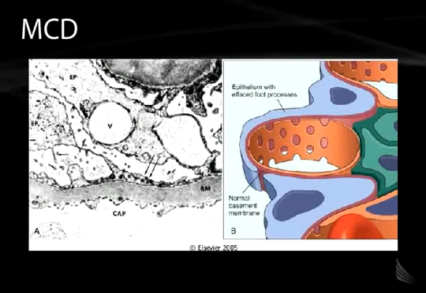Here's an EM picture and a schematic diagram of what minimal change disease looks like. You can see in the EM picture that there's a capillary with a basement membrane, and where you would normally see regular foot processes with gaps in between, you see diffuse effacement of the foot processes such that there's only one gap now. And in some way, this blocks the ability of the glomerulus to prevent protein entering the urine. In the schematic diagram, you see the same thing. You see effacement of the foot processes, and this allows filtration of protein from the plasma into the urinary tract.